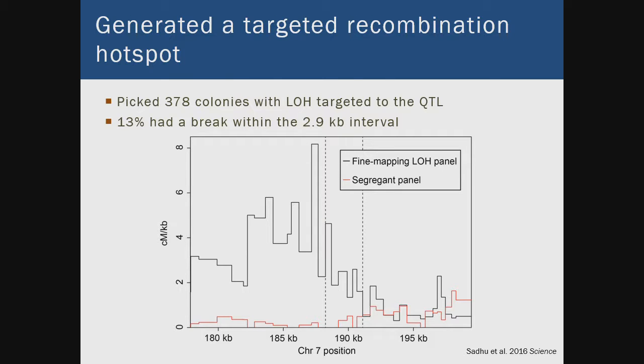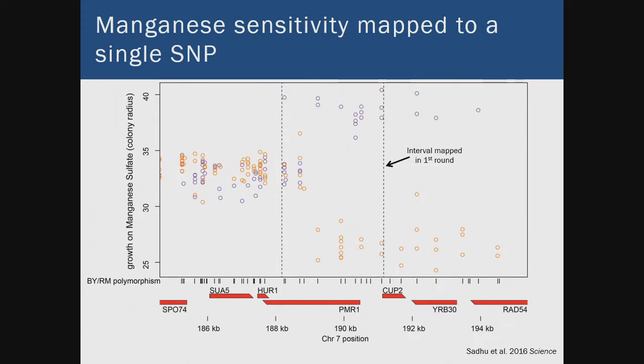Okay, so now that we have these really targeted genotypes, let's map their phenotypes. I'm showing the same sort of plot as before. This is, however, with a second panel of individuals with targeted breaks. Also, this plot is really zoomed in. Before, we were looking at about a megabase or half a megabase. Here we're looking at just 10 kb around the interval that we mapped in the first round.